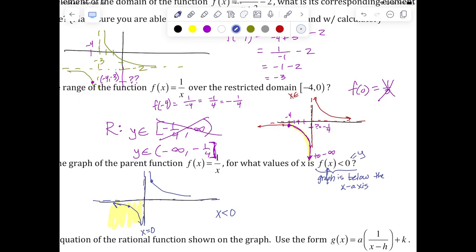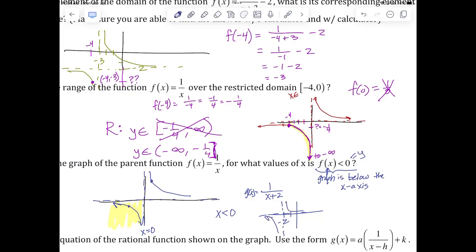That's always going to be the case if you don't shift it up or down, but you shift it left or right. Let's say this was g of x, and let's say it was 1 over x plus 2. Now your vertical asymptote is at -2, and it looks like this. For what values of x is g of x less than 0? Well, it's for x less than -2, to the left of the vertical asymptote.